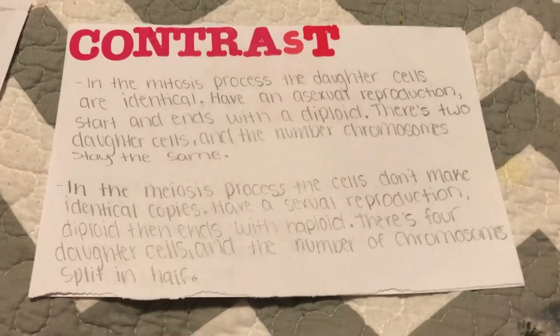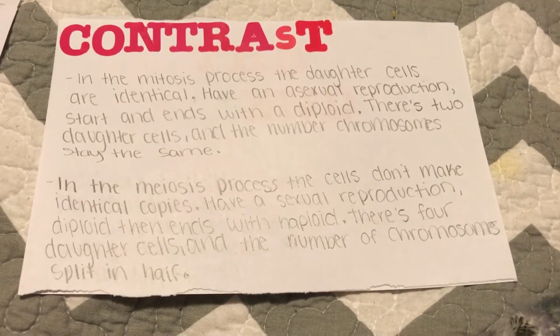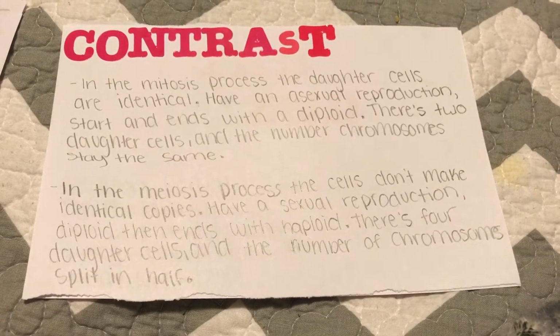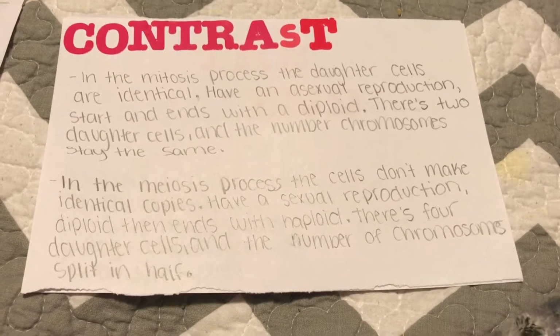Contrast of the two. In the mitosis process, the daughter cells are identical, it is asexual reproduction, and it starts and ends with diploid. There are two daughter cells and the number of chromosomes stays the same throughout the process.